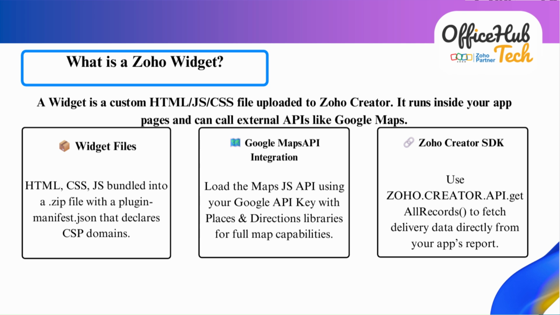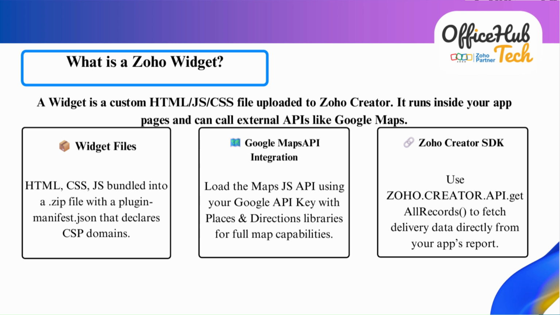Now we will move to the second part, which is the Zoho Creator SDK. Once your widget is loaded into Zoho Creator, you use the SDK to communicate with the app's data. The key function is zoho.creator.api.getAllRecords. This is the main function we will use to integrate both Zoho Creator and Google Maps. It lets you pull the delivery records directly from a Zoho Creator report, which includes fields like addresses, truck numbers, and dates, everything you need to power the map.